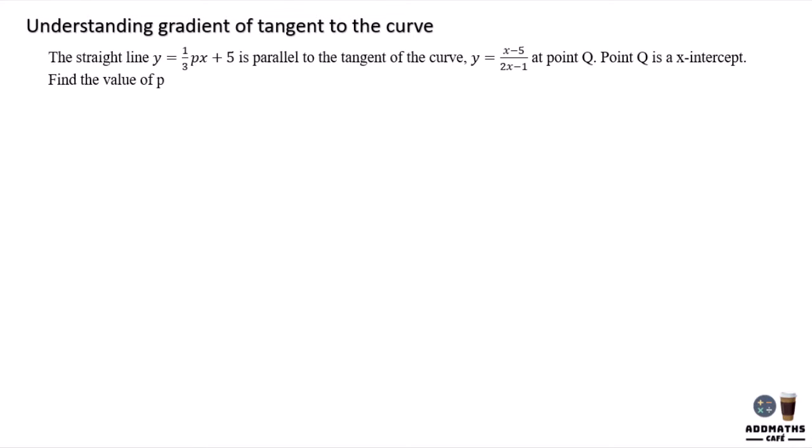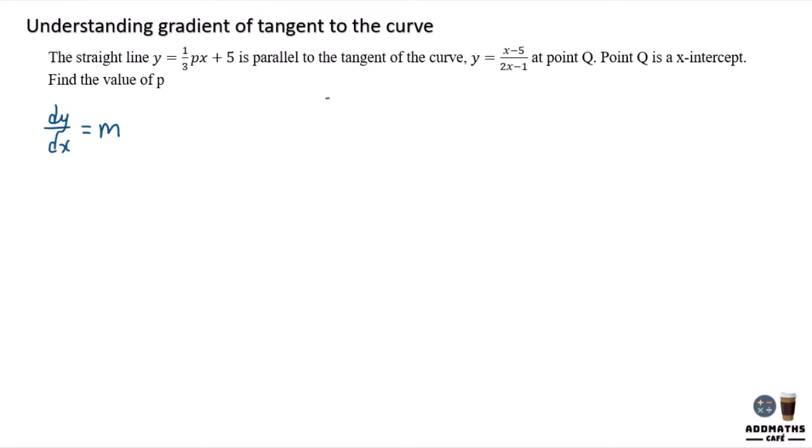Understanding gradient of tangent to the curve. So in this part, gradient means dy/dx. Every time you talk about dy/dx, it is a gradient. The straight line y equals (1 over 3p)x plus 5 is parallel to the tangent of the curve here. So you have a curve equation which is this, at point Q. Point Q is at the x-intercept.